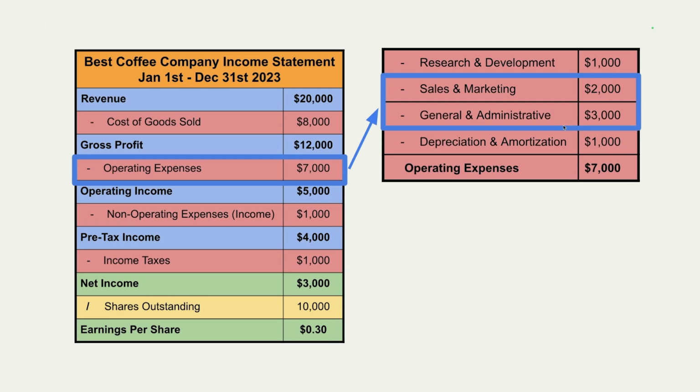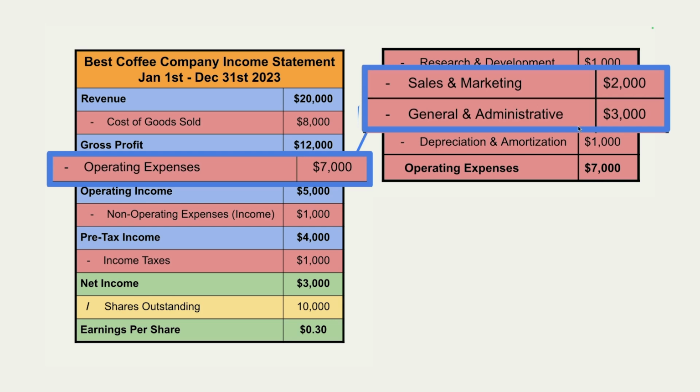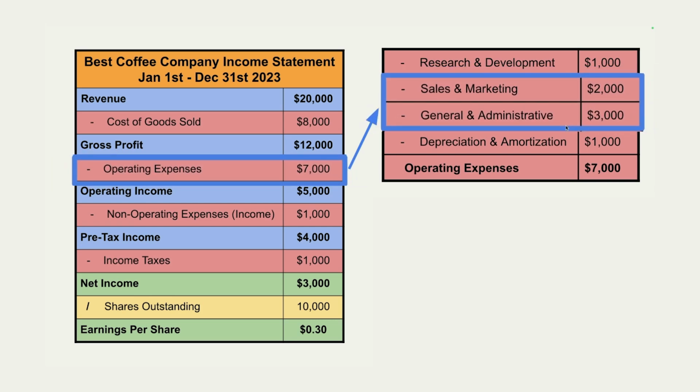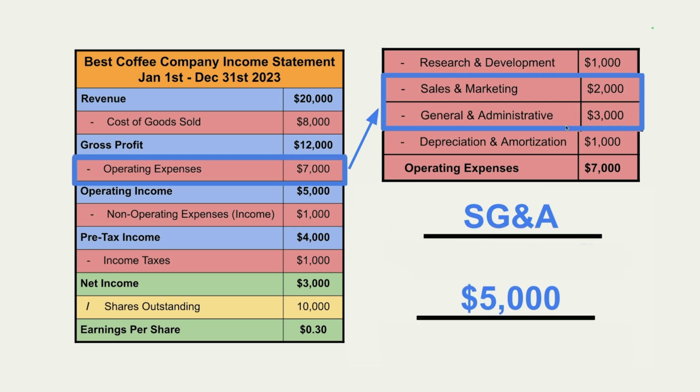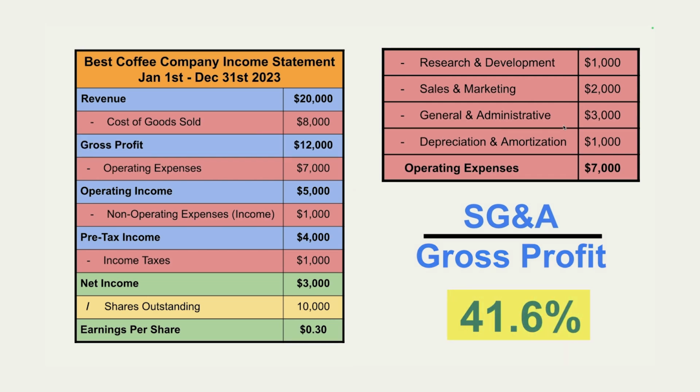Now, the way that companies lay out their income statement changes from business to business. Some lump them all together under operating expenses, others break them out. In this case, we break out the company's operating expenses. We see that sales and marketing spending is $2,000, general and administrative spending is $3,000. We add those together and we get $5,000 in total spending on selling, general, and administrative. We divide that by the company's gross profit of $12,000, and we get a SG&A margin of 41.6%. Again, Warren Buffett wants this number to be under 30%, so this figure would be slightly over.